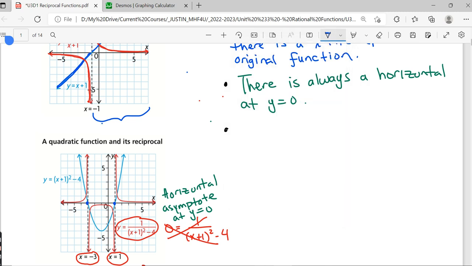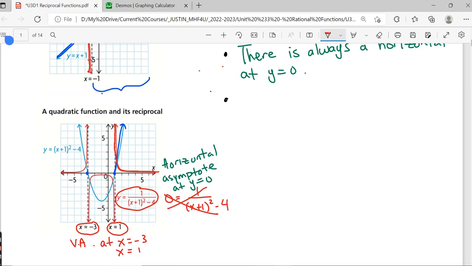So if I look at the right-hand side of this x equals 1 asymptote, I can see this is increasing. Now let's look at the red. Is the red increasing? Nope. The red is decreasing. Okay. So what can we say about a function and its reciprocal?